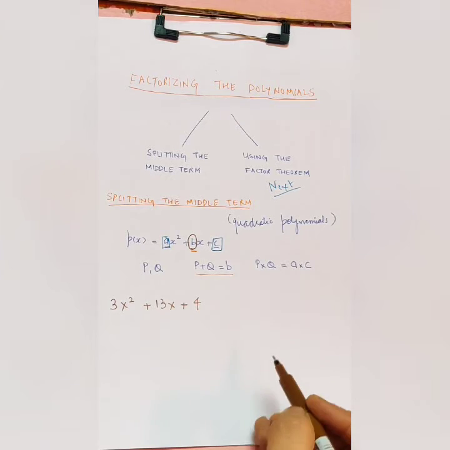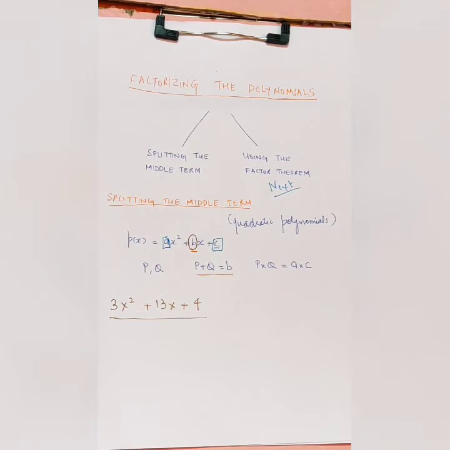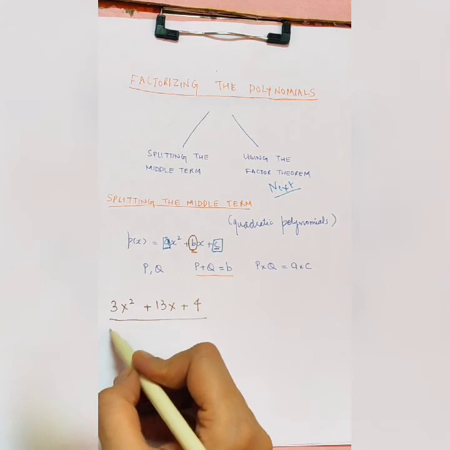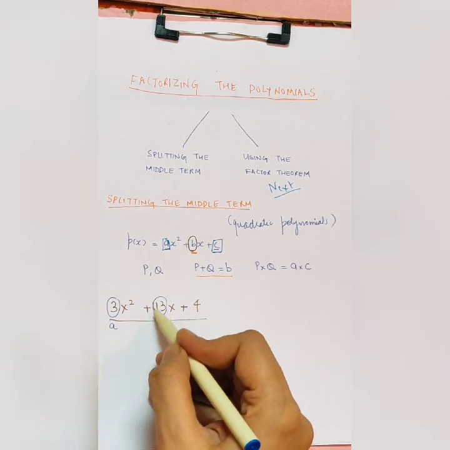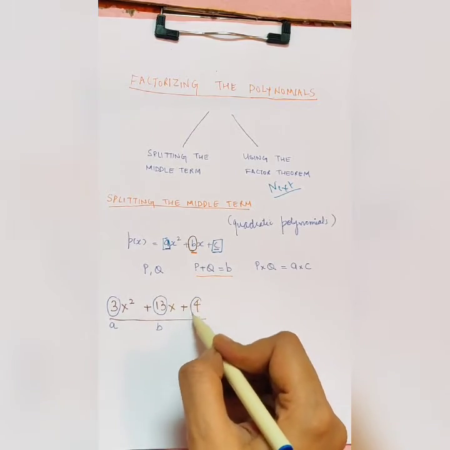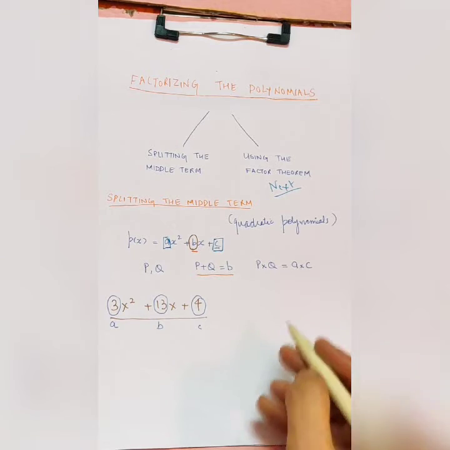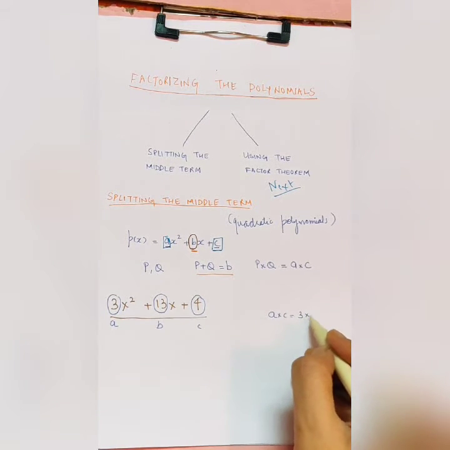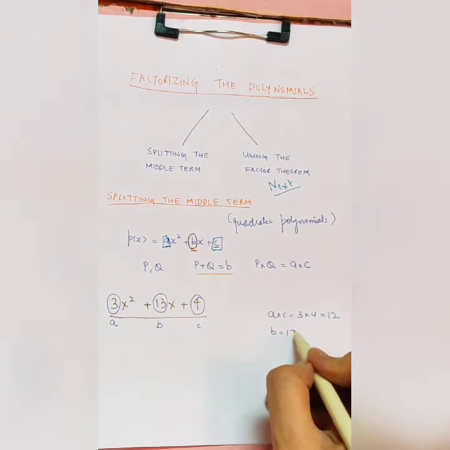So here's an example. Suppose we have to factorize this polynomial 3x square plus 13x plus 4. What we'll do is, this 3 here is our coefficient of x square, that is a. This 13 here is our b and this 4 is c, if we compare it to this form, ax square plus bx plus c. So what we'll do is, we'll write a into c, which is 3 into 4, 12, and b, which is 13.